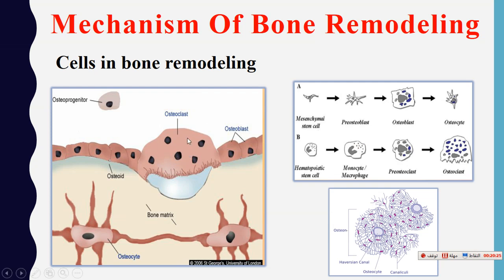The other cell is the osteoclast, which is responsible for bone resorption. This cell is also on the surface of the bone. It comes to the surface of the bone after signaling from the osteoblast to remove the old bone. Its origin is hematogenic, from the blood cell monocyte. It converts to the pre-osteoclast and then the osteoclast. It is a large multinucleated cell with a brush border, which allows it to resorb the bone over a great surface area. So these are the main cells in bone remodeling. This is the mechanism of bone remodeling.